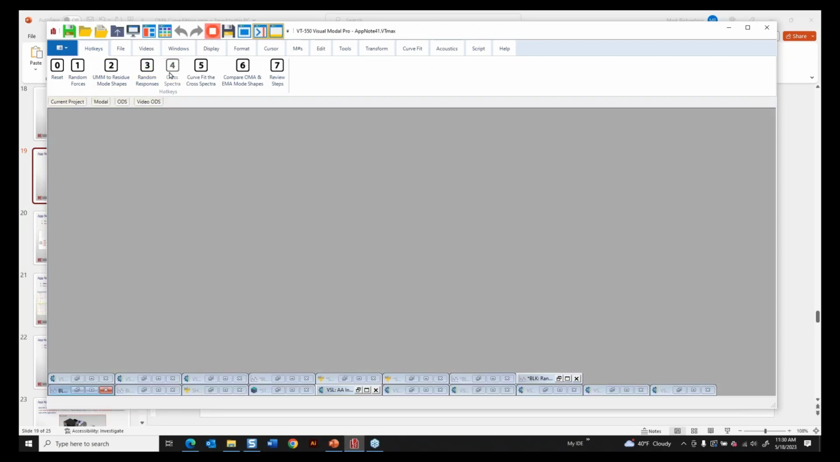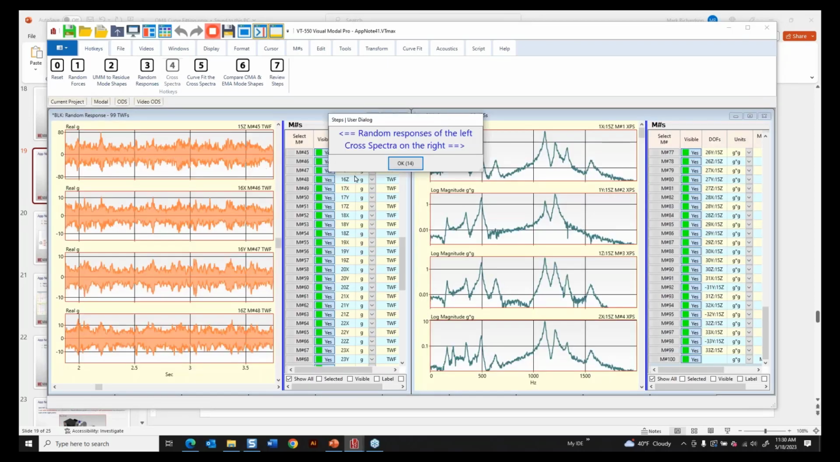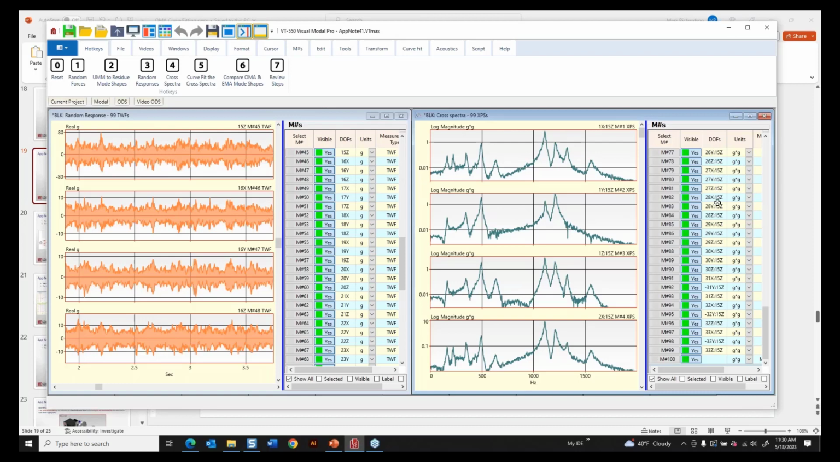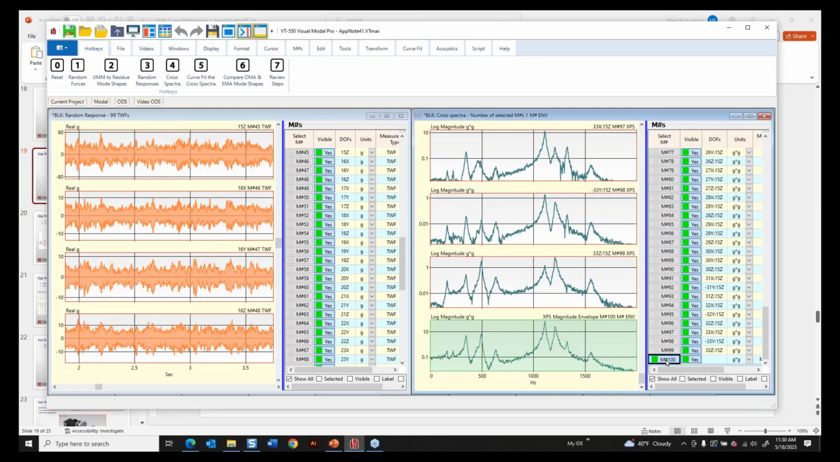Now we're going to compute the cross spectra between all those random responses and a reference. If we look at the DOFs over here, we can see these are the random responses. There's a special one down here at the bottom, which is what we call an envelope. I can click on that, and that's an envelope of all my FRFs, so I can locate peaks, and this is really handy for other reasons, especially when we take data from a cell phone video. But here they are, 99 of them for all the DOFs of the Jim beam.